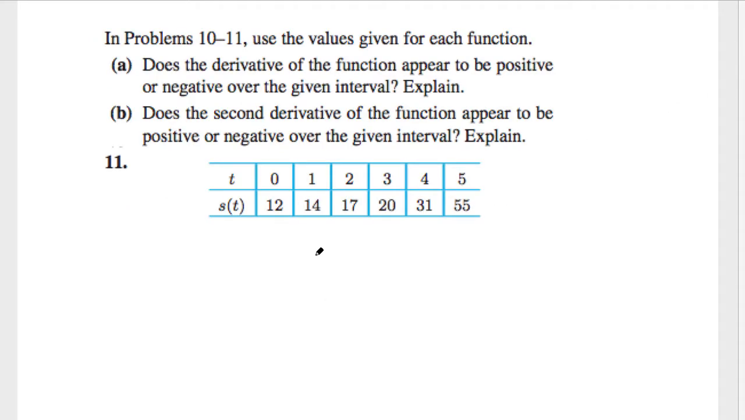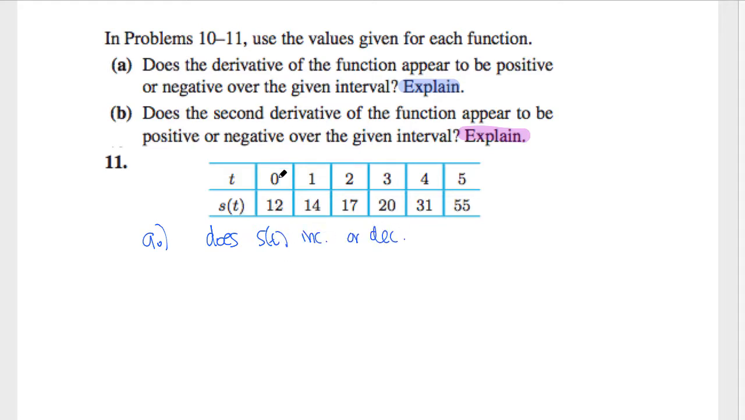For question number 11, we are asked, does this derivative appear to be positive or negative over the given interval? And explain it. And does the second derivative appear to be positive or negative over the interval? And explain that. So in both cases, we are explaining our answers. So for question part A, we're going to say, is the derivative, so the first derivative, positive or negative? So looking at this, does s of t increase or decrease?